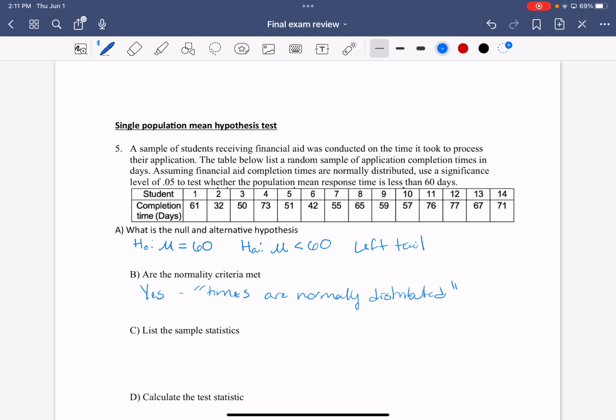So I'm looking down here at the mean, and then I go down to the hypothesis test, and it says it requires n greater than 30, or population is normal. Okay?